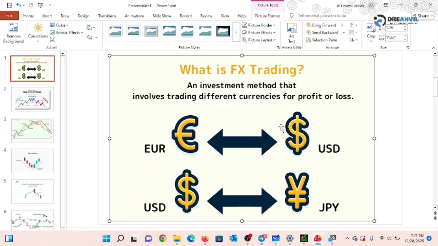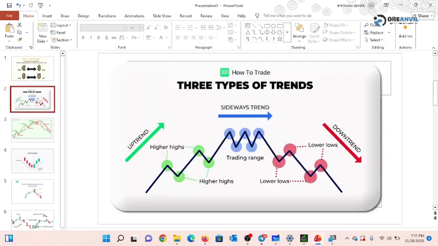So it means for us to trade this successfully, we need to understand what is going on in this country and what is going on in this country. And for us to further understand that, we need to know what they call a trend. And this is where a trend comes in.